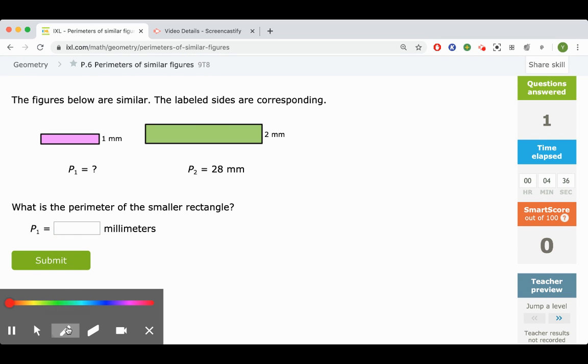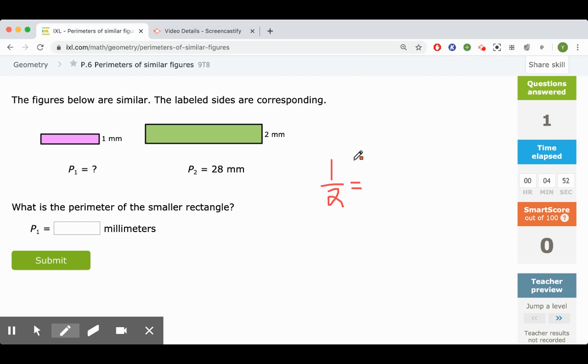So this is how it goes. You take a ratio of their sides, the corresponding sides, 1 over 2. And you make that equal to the ratio of the perimeters. Now this is for the first one, so the perimeter there is P sub 1. And for the other one, it's 28. We now have a proportion, so let's solve it. 1 times 28 gives you 28.